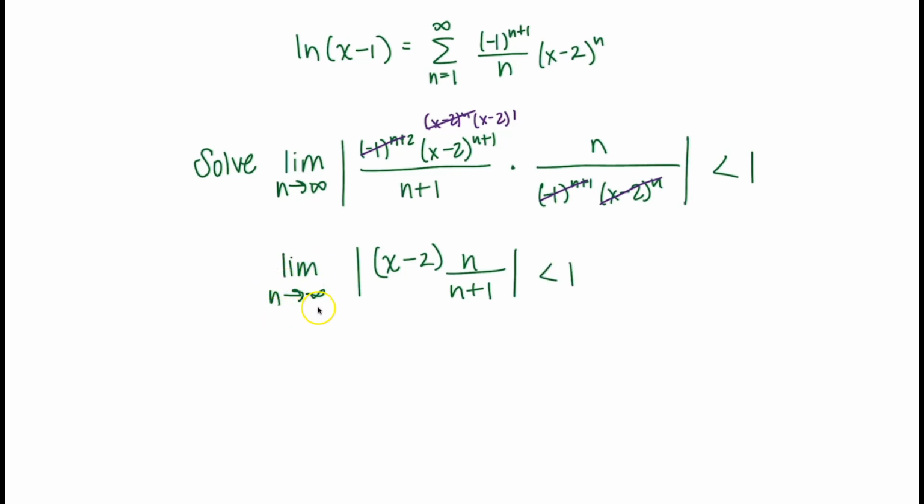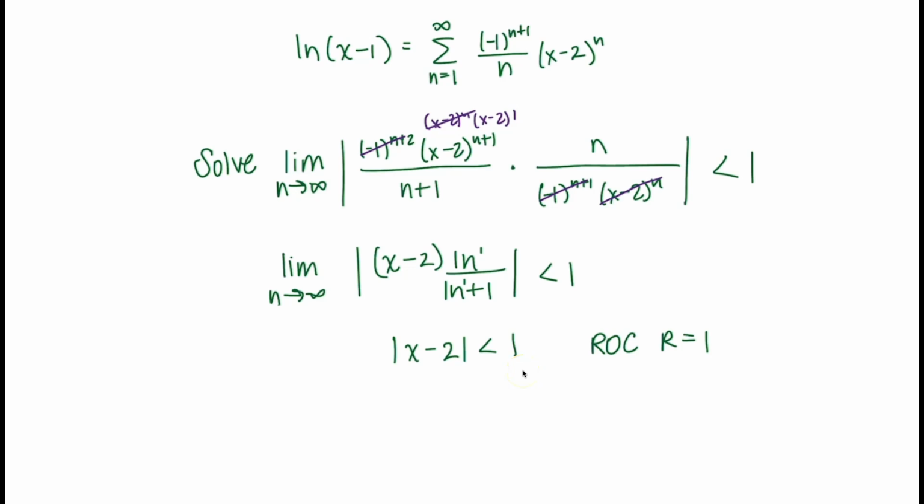So the limit as n approaches infinity of these pieces involving n over n plus 1 just goes to 1 because they're the same degree. We can take their coefficients. So that means that the limit evaluated becomes a 1 in here. So all that's left is the absolute value of x minus 2 is less than 1. And so once we get it into the form absolute value of x minus a is less than a number, that number is the radius of convergence. So the radius of convergence is 1.